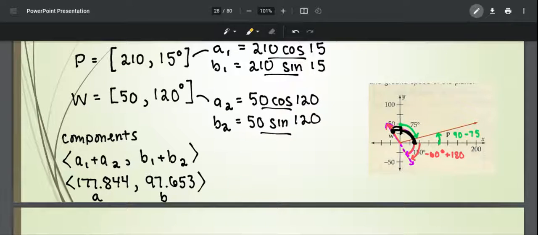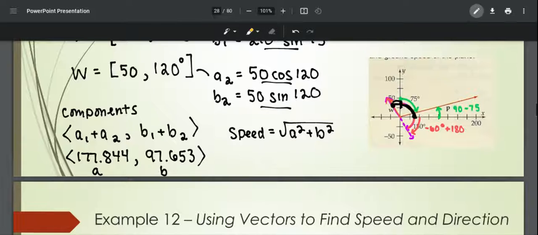So it's the idea that a plane's flying, wind's blowing against it. What is the actual magnitude and direction, right? So this is your A and your B, which are not your magnitude and direction. They're your components. So now you have to go back and convert it back into magnitude and direction now that you've added them together. So remember, your magnitude is your speed, and your speed is the square root of A squared plus B squared. That's your magnitude formula from your formula sheet.